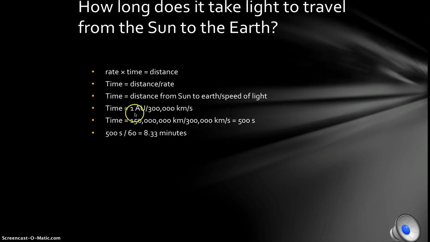Well, we might say the distance from the Sun to the Earth is 1 astronomical unit, but because we're measuring our speed in kilometers per second, we really need to express the astronomical unit in kilometers, which is 150 million kilometers. If we then divide by the speed of light, we get 500 seconds, which turns out to be just a little bit more than 8 1/3 minutes. So, it turns out that it takes about 8 minutes for light to travel from the Sun to the Earth.